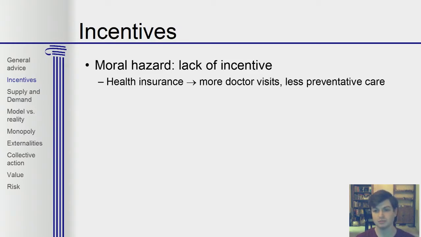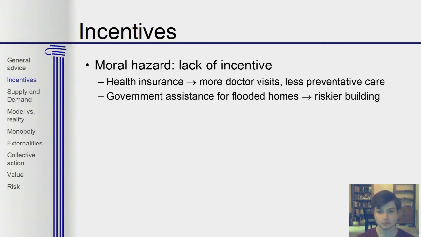Right? Or they might not be as careful about preventative care, since if something goes wrong, they don't bear as much of the cost as they otherwise would. This is part of the reason that a lot of health insurance plans charge co-pays. The idea is that by making you pay a little bit at least, you are less likely to go to the doctor constantly. Similarly, when the government assists people whose homes are flooded, either by rebuilding them or by subsidizing flood insurance, that might encourage people to build in riskier locations that are more likely to get flooded than they otherwise would.